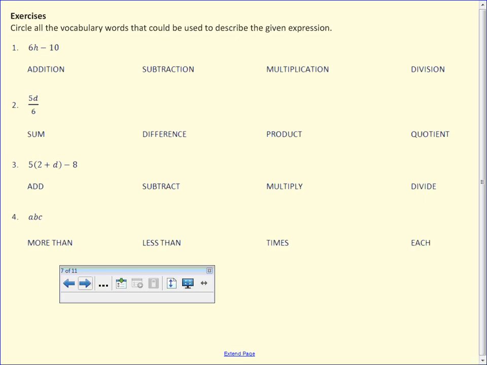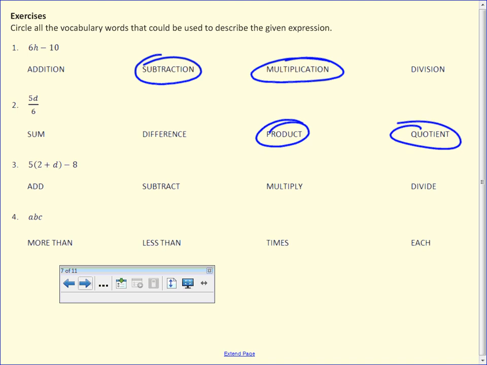So a little simpler, the next 4 exercises. Go ahead and work on this now. Circle all the vocabulary words that could be used to describe the given expression. So we have 6h minus 10. What operations do we see there? Yep, there's subtraction and multiplication. What about 5d over 6? I'll say it that way.